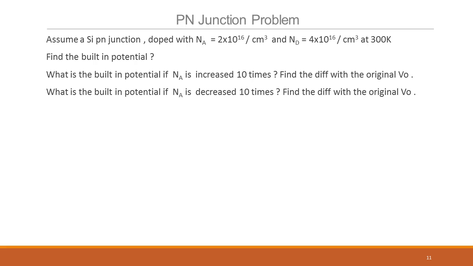Now, this is a problem for you to work out. Assume a silicon PN junction doped with Na and Nd, which are given here, at 300 Kelvin. Find the built-in potential. Straightforward thing. You know the value of Ni, just substitute back and get this. Okay. Now, what happens if Na is increased 10 times? What is the difference from the original VO? How much does the VO increase by? What happens if Na is decreased 10 times? What is the built-in potential? How much does the built-in potential change?